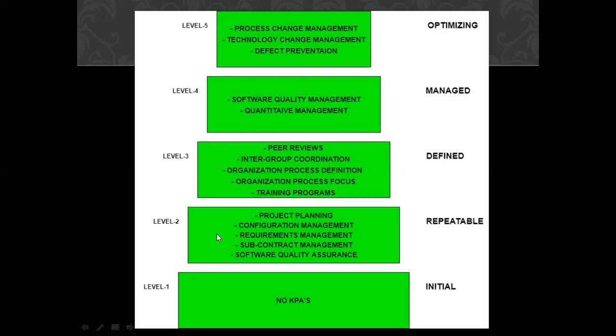Now about its key process areas: quality management and quantitative management. These two things you have to remember for managed. So it is very easy to remember. Only for level 2 and level 3 are there some points you have to figure out, which you can remember easily and relate to the things that we have already covered. So in this level 4, it's very easy to remember what kind of management we are talking about.